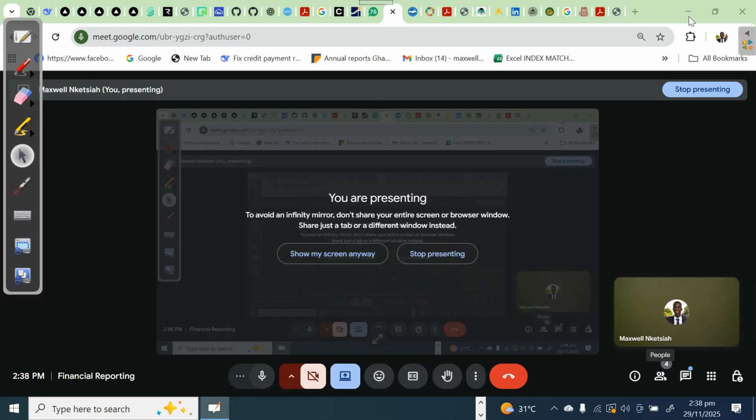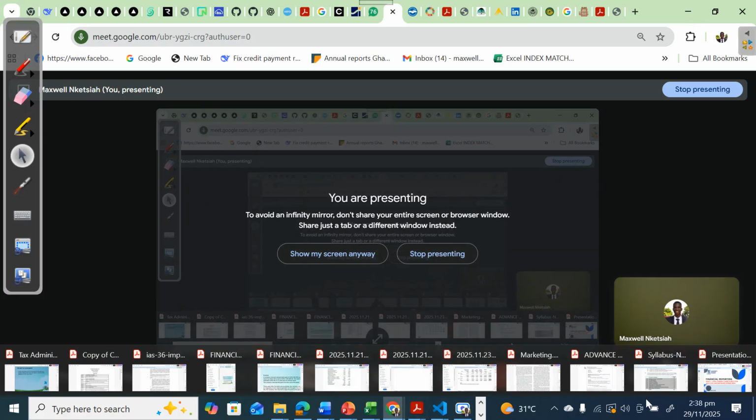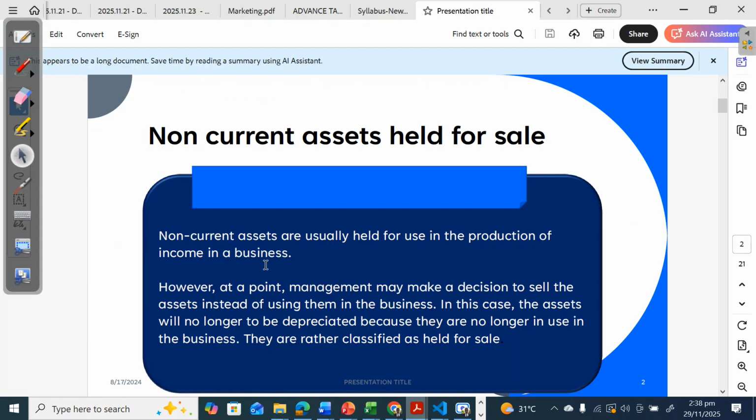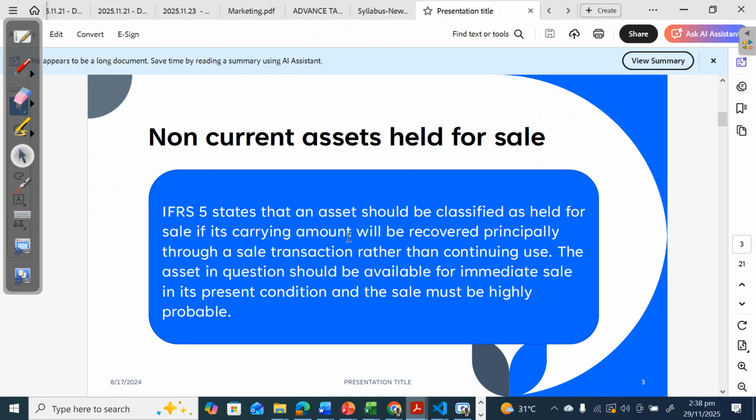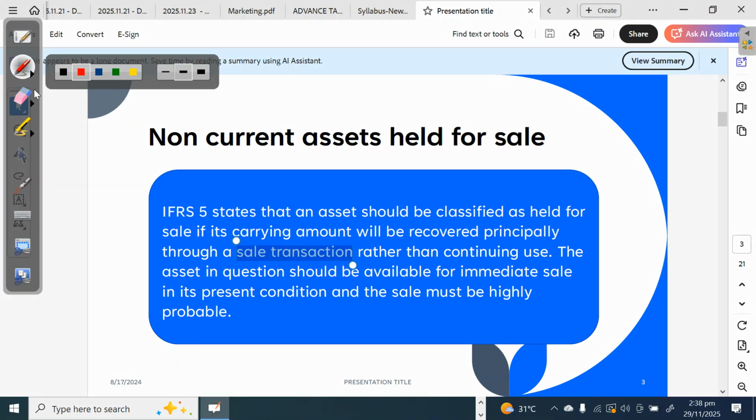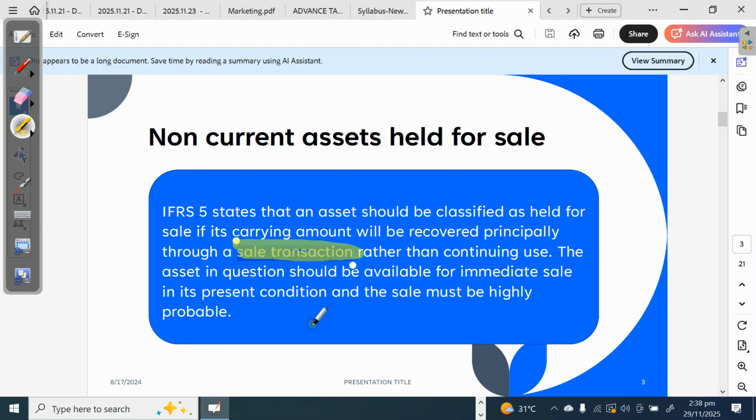But let's go into some of the theories or some of the principles. The standard says that an asset should be classified as held for sale if its carrying amount will be recovered principally through a sale transaction. So the key word here is sale transaction. If we are going to sell the assets, rather than continue using them. Do you get it?